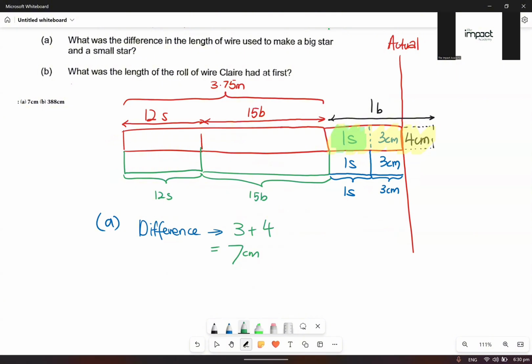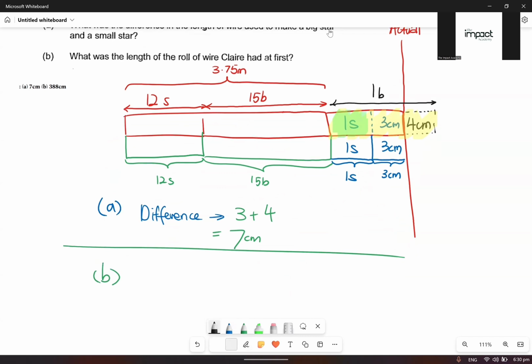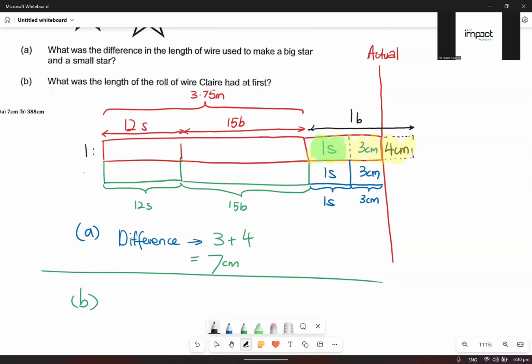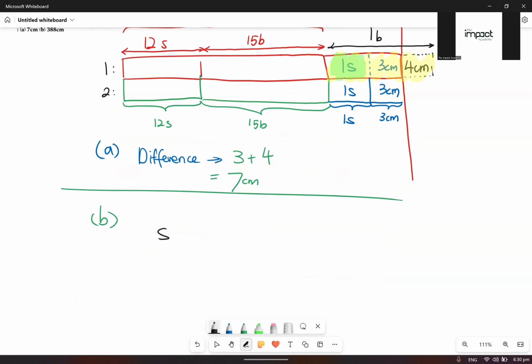Well, let's talk about B, shall we? B says what? Row of wire Claire had at first. So do I want to use 1 or do I want to use number 2? Both work. I can do 2 better, right? So if I know 1 small and 1 big, the difference between 1 small and 1 big is what? Yes, 7. How many big do I have? 15 big. How many small do I have? Correct or not? Do I have 13 small?